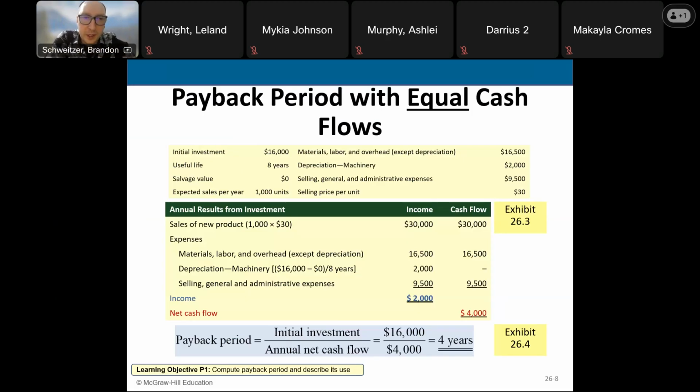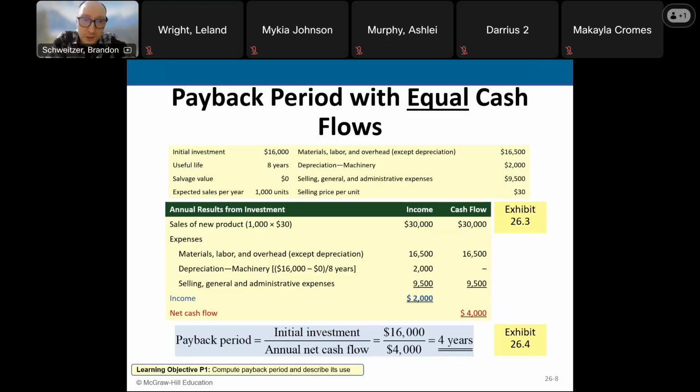The initial investment of the piece of machinery will cost us $16,000. Okay. It has a useful life of 8 years. Great. It has a salvage value of 0. So at the end of the 8 years, it's not going to be worth anything. With this new piece of machinery, I expect to be able to sell 1,000 additional units per year with a sale price of $30 per unit. Okay, great. Now we understand that.